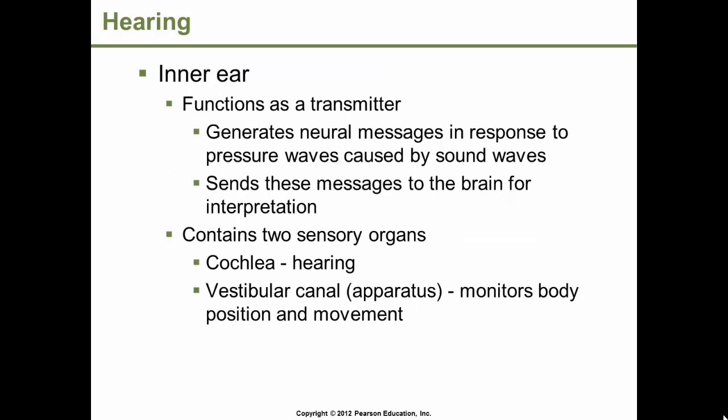The inner ear functions as the transmitter. It creates neural messages in response to pressure waves caused by the sound waves and sends these messages to the brain for interpretation. It contains two sensory organs: the cochlea, which is responsible for hearing, and the vestibular canal, also known as the vestibular apparatus, which monitors body position and movement. The vestibular apparatus is a series of fluid-filled chambers in the inner ear that functions to monitor our body position and movement of the head.